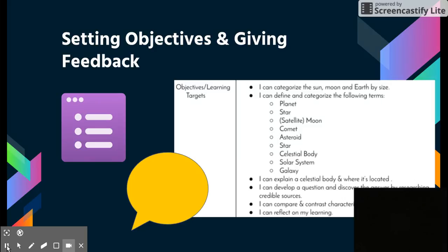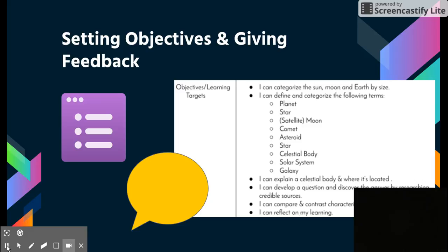So moving on to the next one, setting objectives and giving feedback. This goes back to something I talked about earlier, where as a teacher, I'm writing the objective on the board. We're discussing it. We're going over it. We're talking about what the goal is for the day. And then I'm collecting data throughout the lesson.